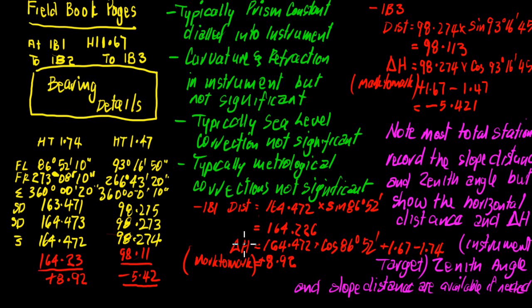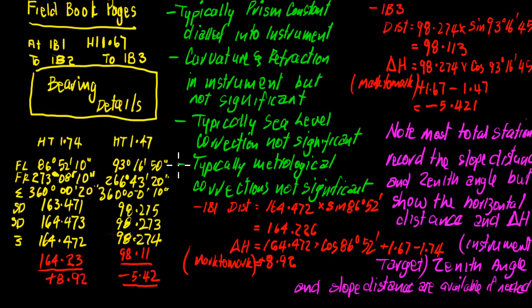Now delta H. When I'm doing these ones, I tend to work out my delta H mark to mark, just so that they're easier to compare. So delta H is 164.472 times cos 86.52, which gives us the difference in height between the instrument and the prism, and then I've added the instrument height 1.67 and subtracted the prism height, or the height of target, 1.74, and that gives us plus 8.92, which I've written in here and reduced down here. So that's how I would reduce it.